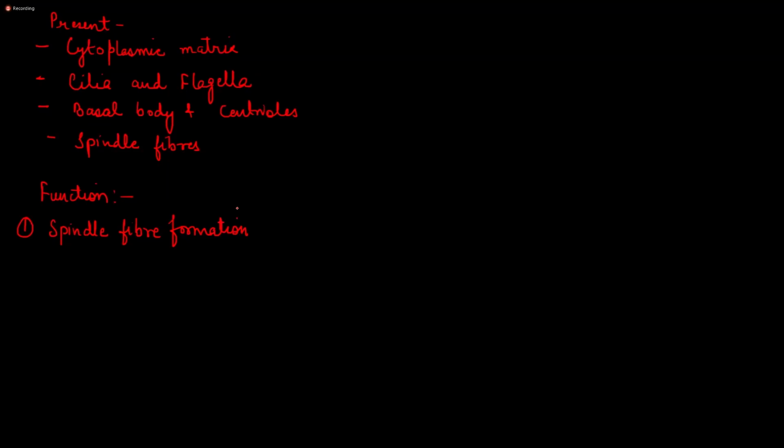Spindle fiber is a specific type of structure that has a role in cell division that you will see later. For now, just remember that the microtubules are involved in spindle fiber formation, and this spindle fiber is involved in cell division. The second thing is that it is also involved in anaphasic movement of chromosomes.